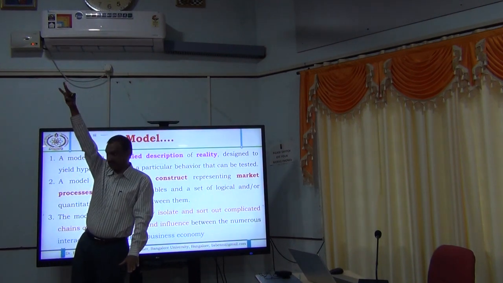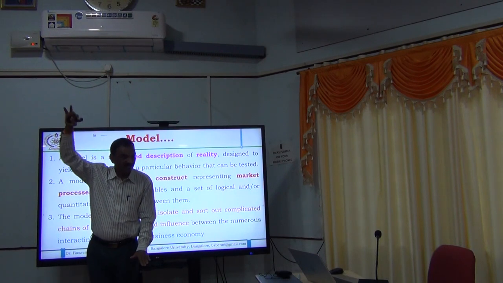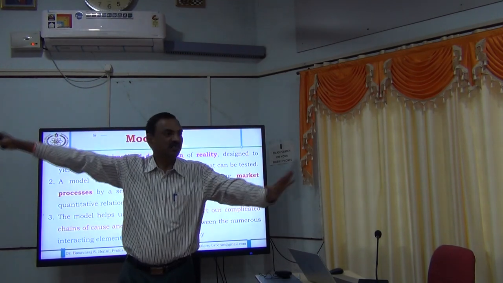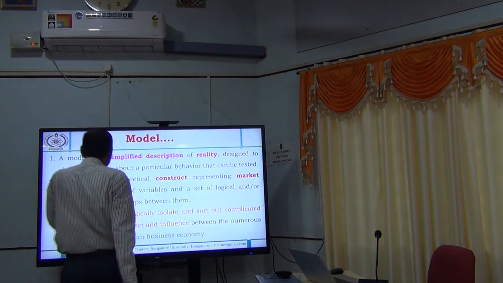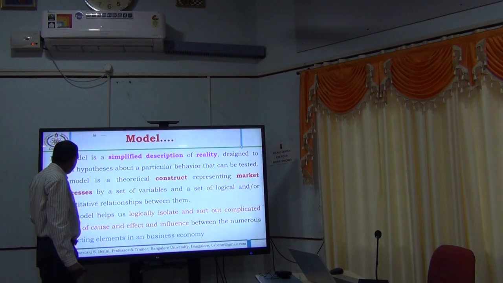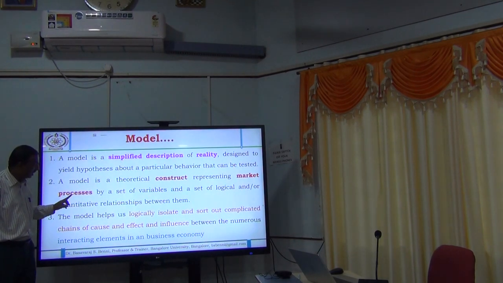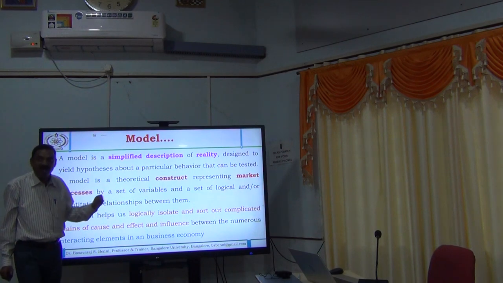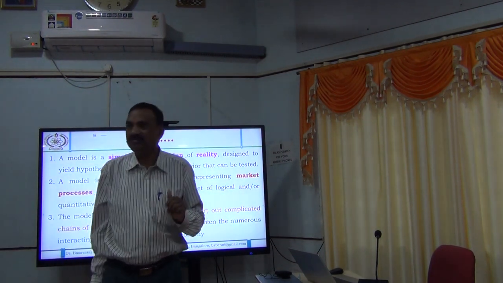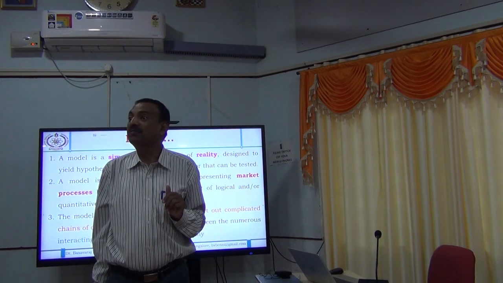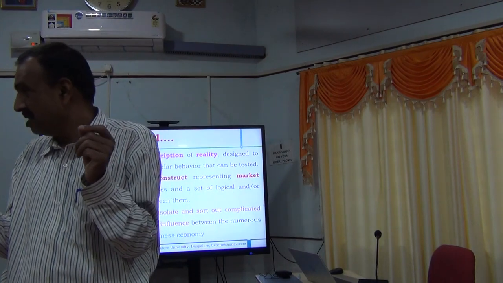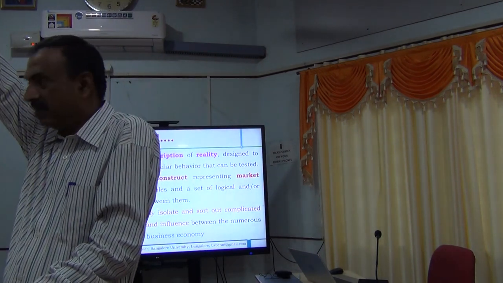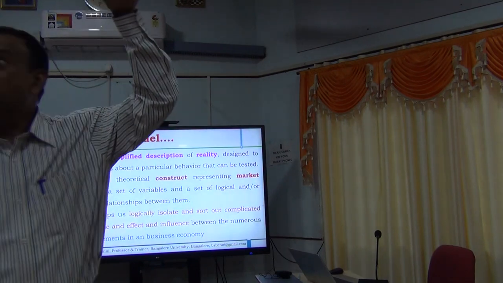Price decreases, demand increases. Model. What is that? Price decreases, demand increases. That is a theoretical construct, given other things remain the same. So a model is a theoretical construct representing a market process, very important, representing a market process by a set of variables and a set of logical and quantitative relationships between them. Somebody said variables. Yes, variables. How are the two variables behaving? Based on their behavior, we are constructing. If price comes down, demand goes up. If price increases, demand decreases. Negative relationship. It is a construct.